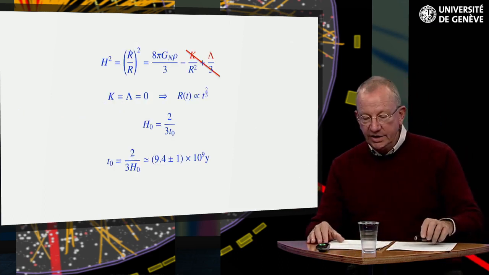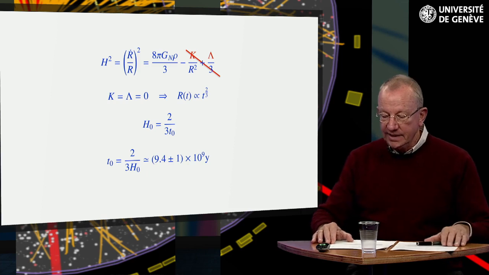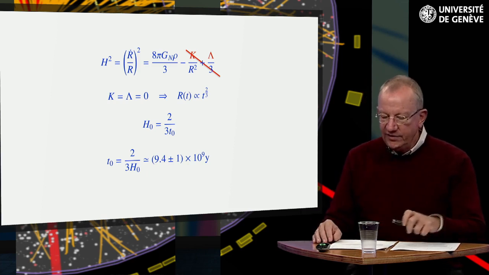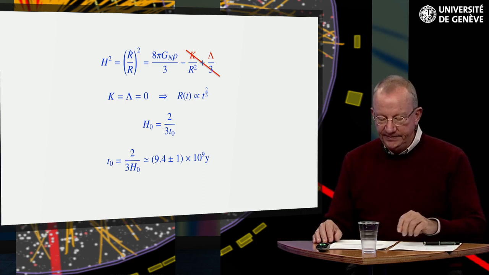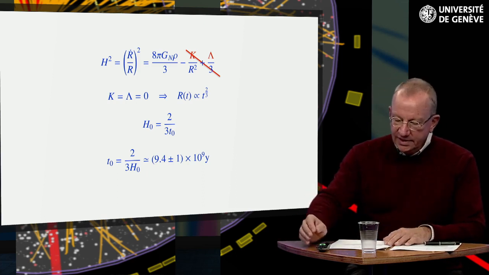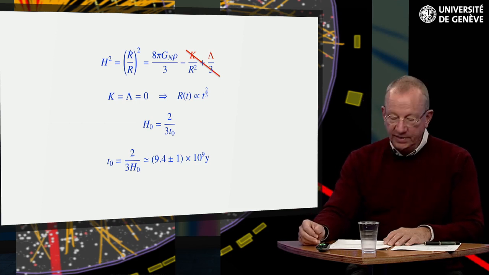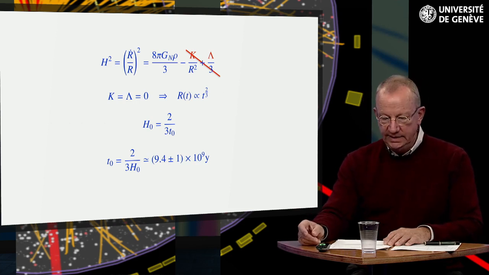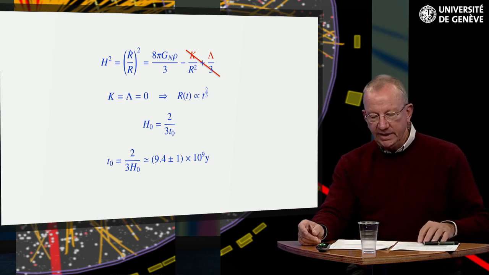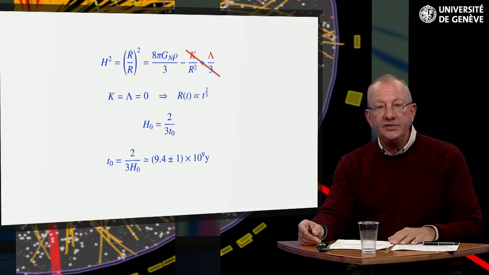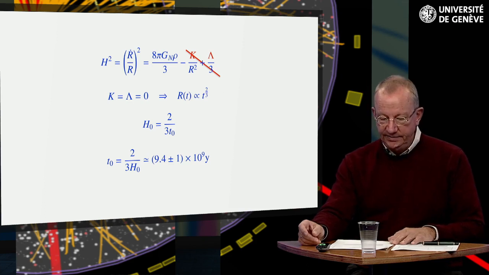Integrating the Friedmann equation for the special case K equal to lambda equal to 0 and in non-relativistic approximation, a simplified expansion equation is obtained. From today's value of the Hubble constant, we can derive T0, the age of the universe, which corresponds to 9.4 gigayears. This is well below the age of the oldest objects we know about, which varies between 11 and 14 gigayears.